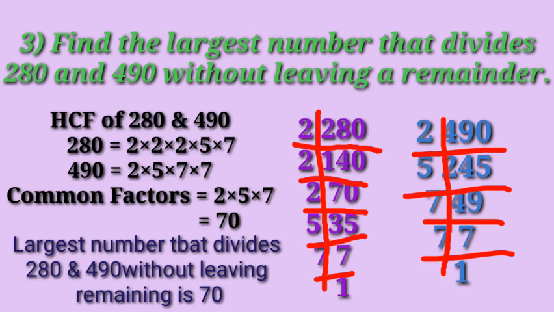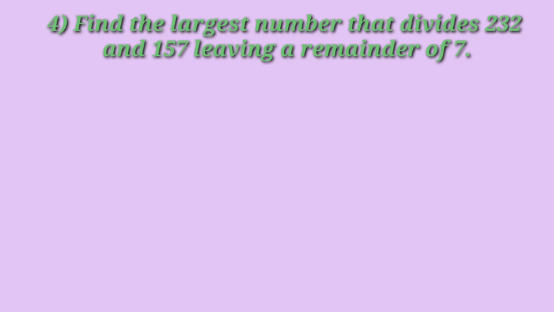The product of common factors is 70 coming. So here the largest number that divides 280 and 490 without a remainder is 70. Fourth one, find the largest number that divides 232 and 155 leaving a remainder of 7.